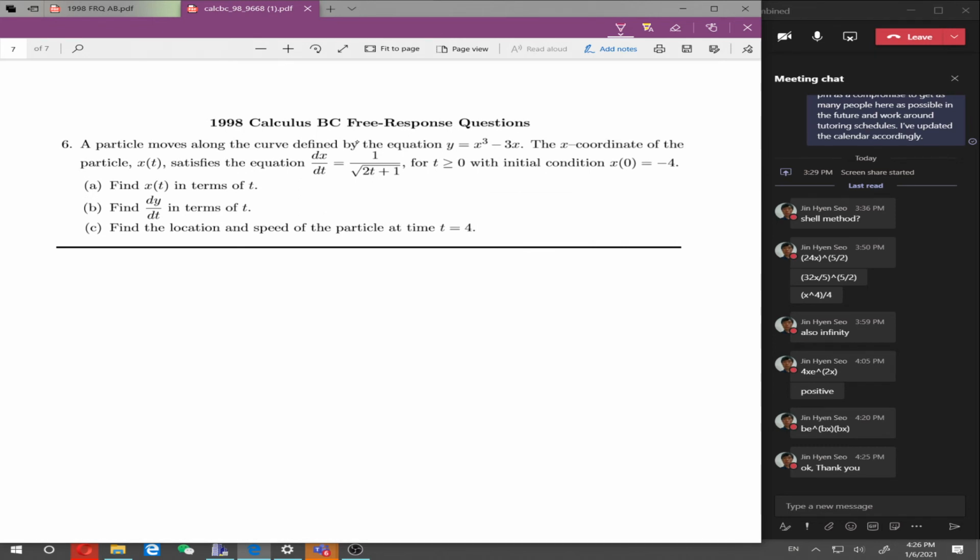Alright, so for number 6, we've got a particle that's moving along the equation y equals x cubed minus 3x. Our x coordinate satisfies this differential equation. dx over dt is 1 over root 2t plus 1 for all t greater than 0, with the initial condition x at 0 is negative 4. So when t is 0, x is negative 4. Okay, first I want to find x(t) in terms of t. Starting with Kyle.